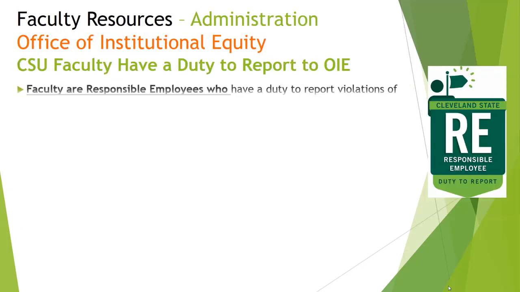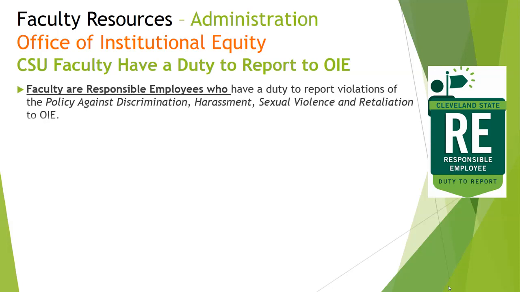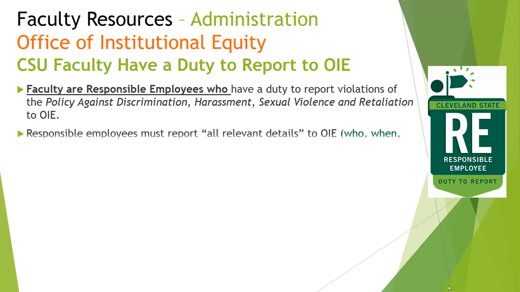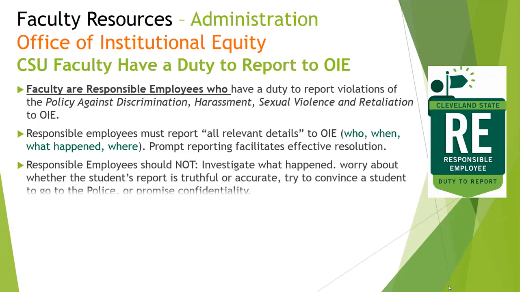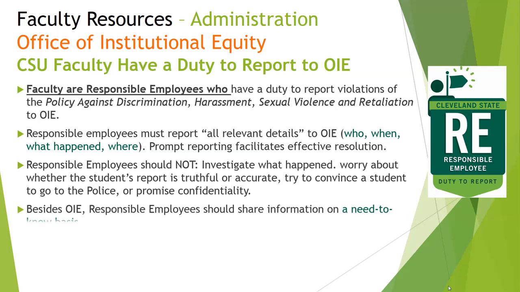Faculty are responsible employees who have a duty to report violations of the policy against discrimination, harassment, sexual violence, or retaliation to OIE. Responsible employees must report all relevant details to OIE: who, when, what happened, where. Prompt reporting facilitates effective resolution. Responsible employees should not investigate what happened, worry about whether the student's report is truthful or accurate, try to convince the student to go to the police, or promise confidentiality. Besides OIE, responsible employees should share information on a need-to-know basis.